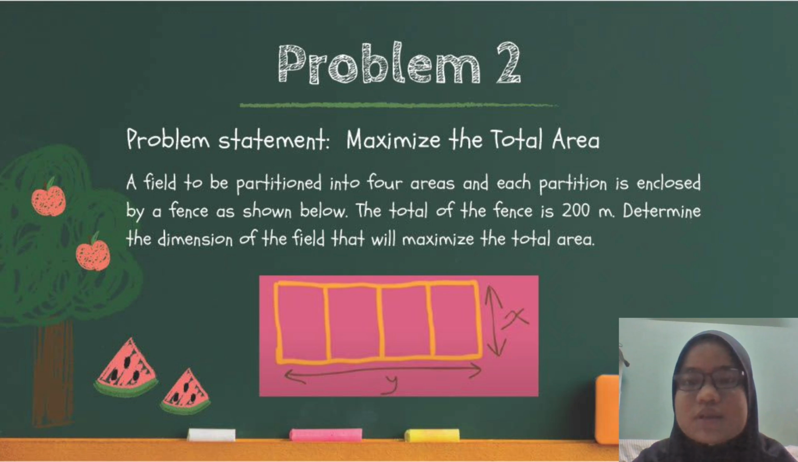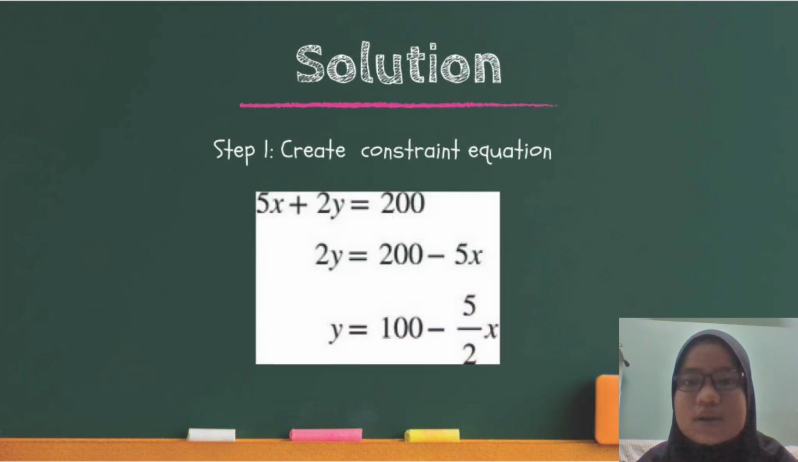Introduction. To solve this problem, we start by creating a constraint equation that represents the relationship between the variables. Step 1. Create constraint equation. Let's consider the equation 5x plus 2y equals 200. This equation represents the sum of 5 times the value of x and 2 times the value of y, which equals 200. We can arrange the equation to isolate y by dividing by 2. So, y equals 100 minus 5 over 2 x.